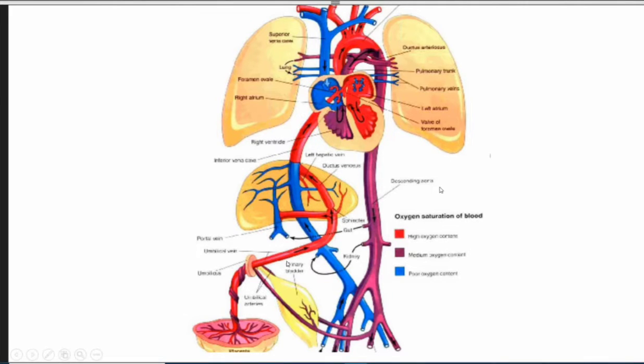The different feature in the fetus, as compared to adult circulation, is that the umbilical vein takes oxygenated blood into the fetal circulation and the umbilical arteries take deoxygenated blood out of the fetal circulation. So that is the fundamental primary difference.